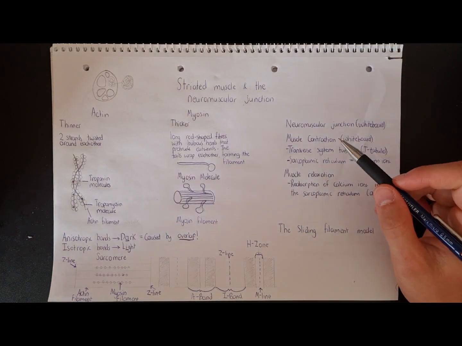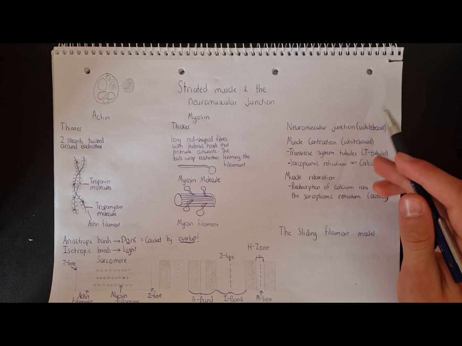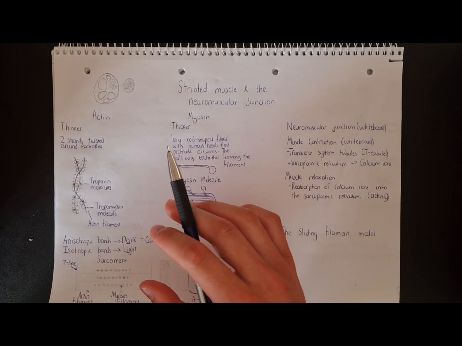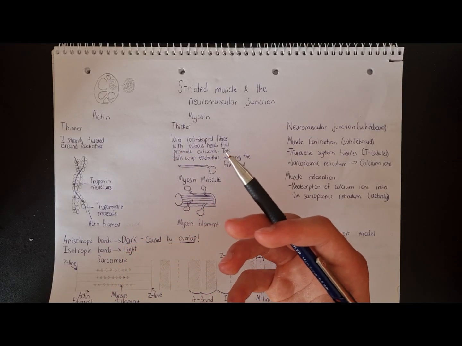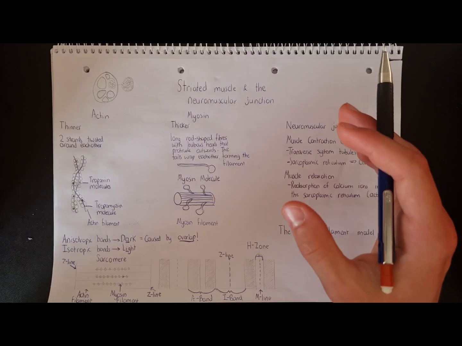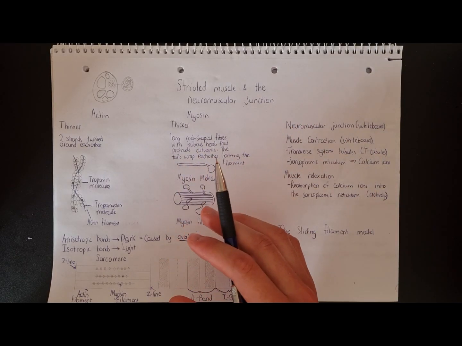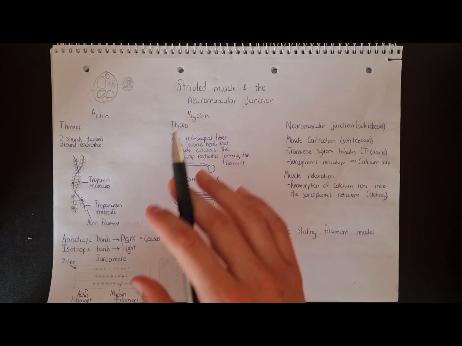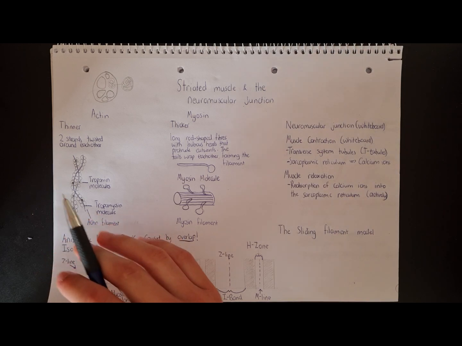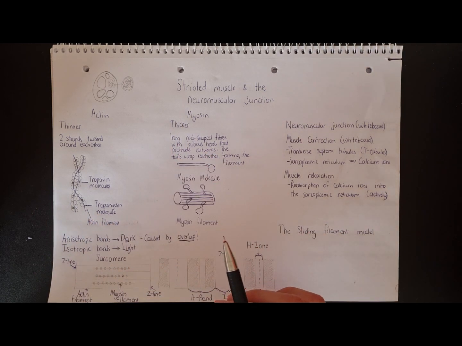Now, within the synaptic knob of the neuromuscular junction, there are these synaptic vesicles that contain neurotransmitters like acetylcholine in this situation. With the uptake of calcium ions into the synaptic knob, the synaptic vesicles will then fuse with the presynaptic membrane, releasing the neurotransmitters into the synaptic cleft.